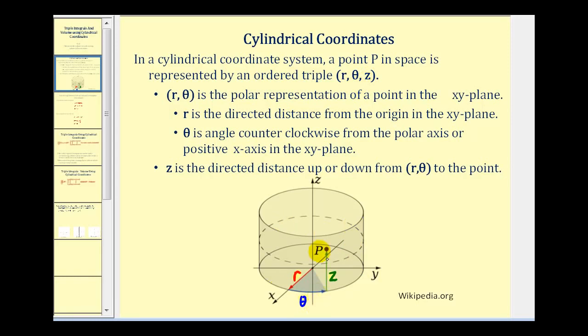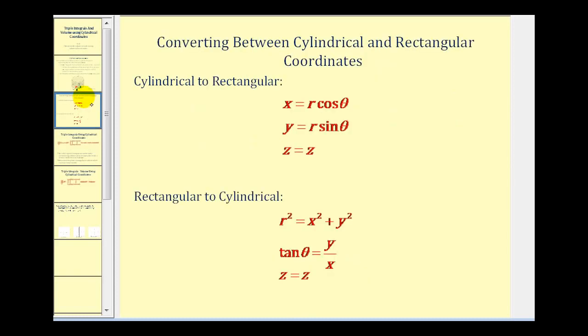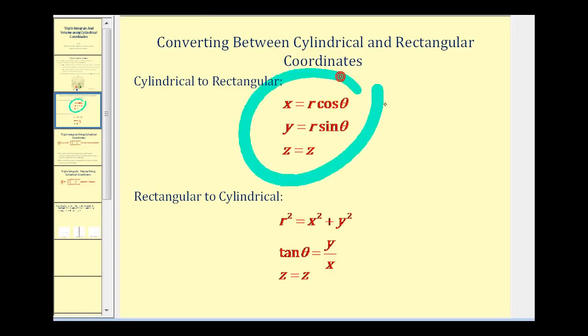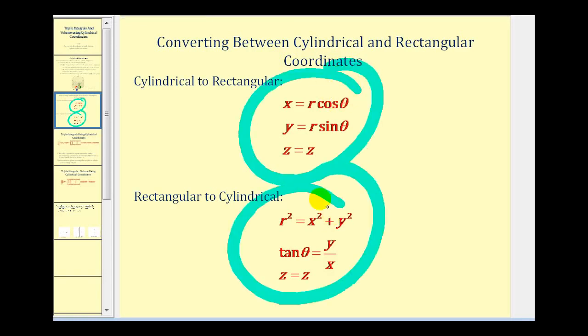r, theta is the polar representation of a point in the xy plane, where r is the directed distance from the origin in the xy plane, and theta is the angle counterclockwise from the polar axis or the positive x-axis. And z is the directed distance up or down from r, theta in the xy plane. And then also we need to be familiar with the formulas used to convert between rectangular and cylindrical coordinates, as we see here and here.